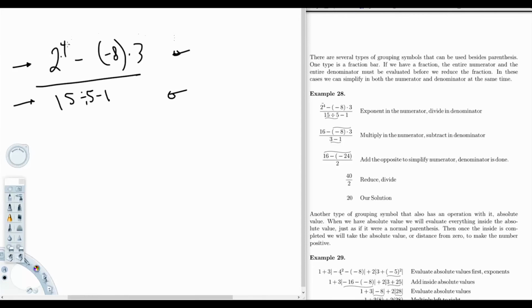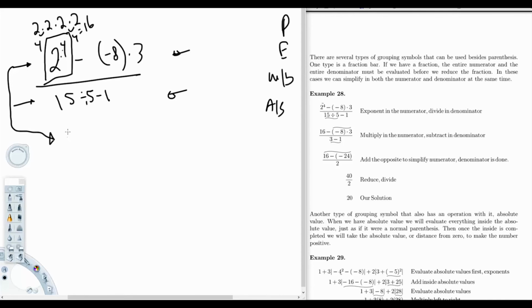So what we're going to do is here, there's no parentheses, there's an exponent, there's multiplication, division, and there's addition and subtraction. So this guy here, 2 times 2 times 2 times 2, that's what 2 to the 4th power means. So 2 times 2 equals 4, 2 times 2 equals 4, that equals 16. So we have 16 minus negative 8 times 3 over 15 divided by 5 minus 1.